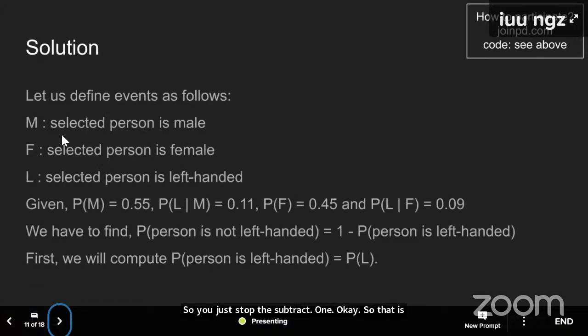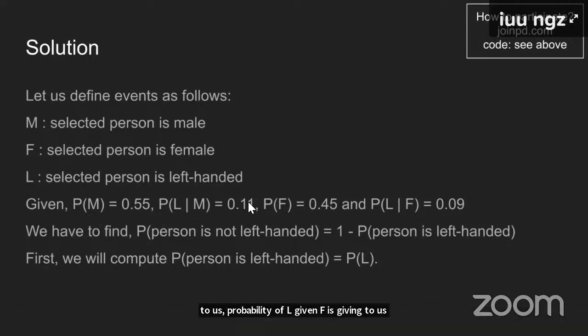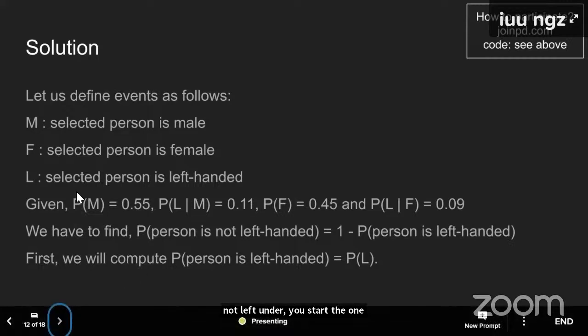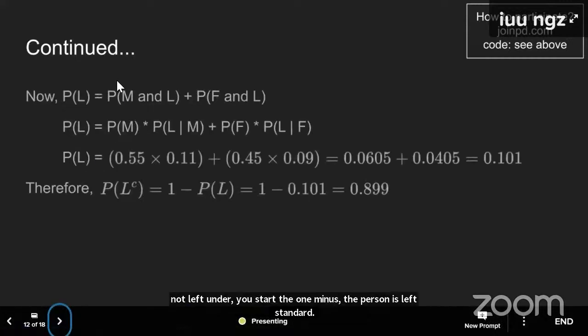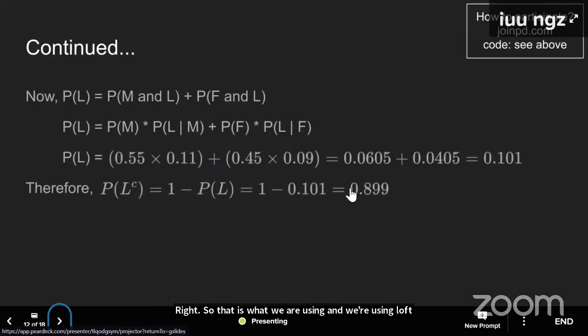We have defined different events. Let's define the event M as the selected person is male, the event F as the selected person is female, and the event L as the selected person is left-handed, right? The probability of M is given to us, the probability of L given M is given to us, the probability of F is given to us, and the probability of L given F is given to us. Since we have to find the probability that the person is not left-handed, we just do 1 minus the probability that the person is left-handed. We use the law of total probability, and we get the answer as 0.899.